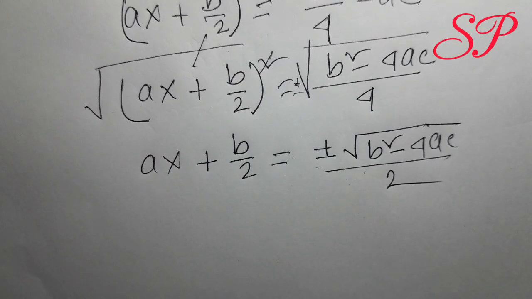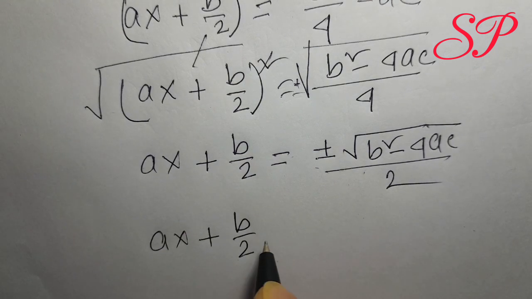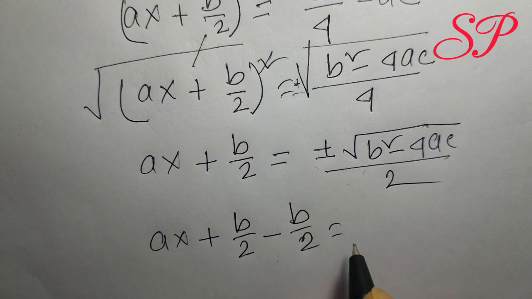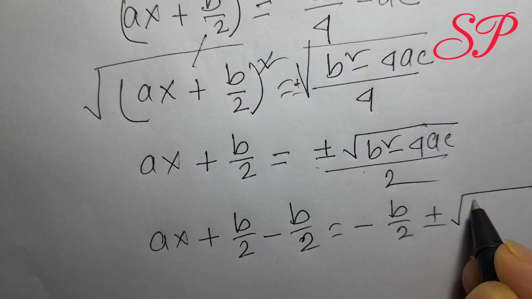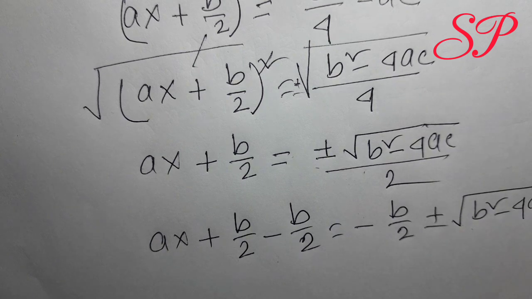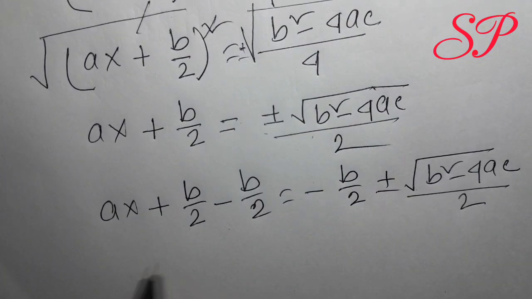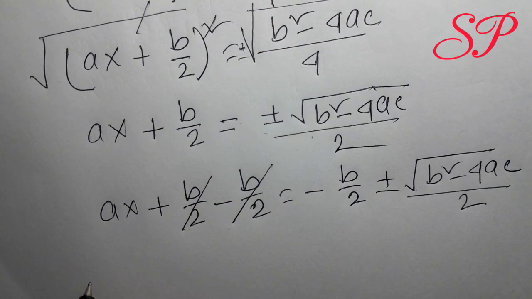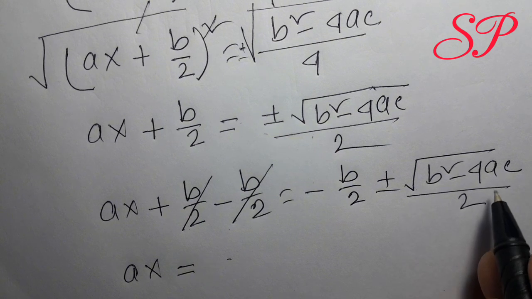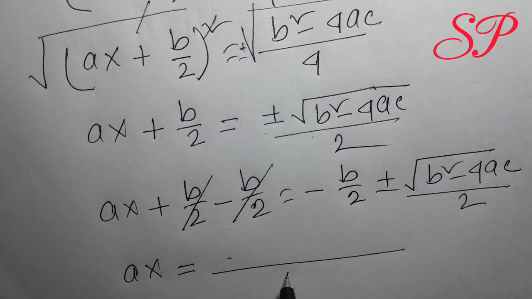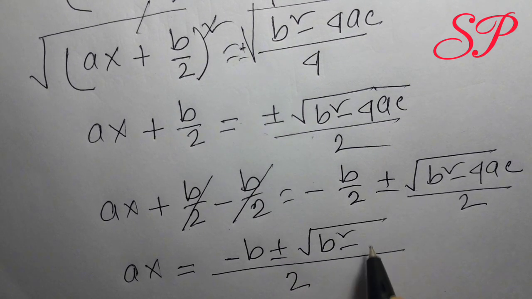next we can write ax plus b by 2 minus b by 2 is equal to minus b by 2 plus minus root over b square minus 4ac by 2. Okay, here b by 2 cancels, and here ax is equal to, again we simplify the right side, minus b plus minus root over b square minus 4ac.